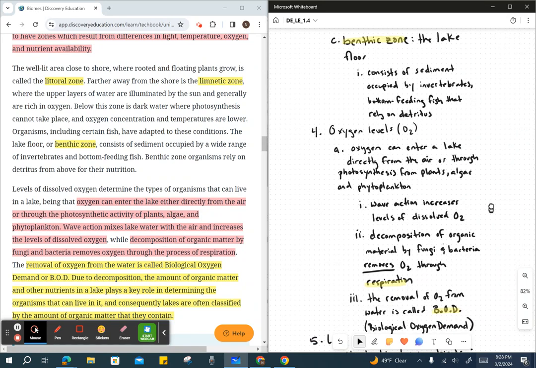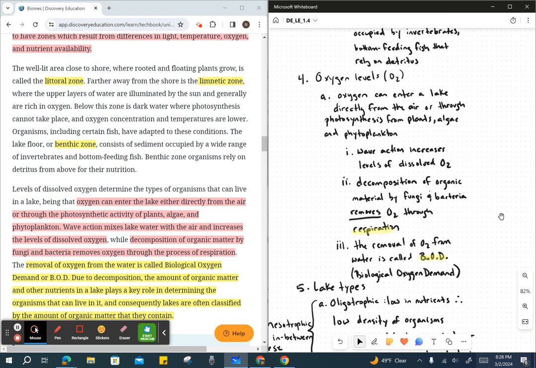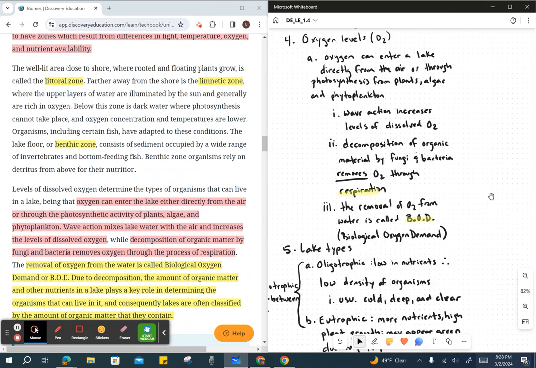Now, I've talked so far about how you can add levels of oxygen into these bodies of water. It is important to understand that oxygen can also be removed from these bodies of water. And that's usually through bacterial or fungal activity. As they eat dead material, they have to do that through a process of cellular respiration, and that requires oxygen.